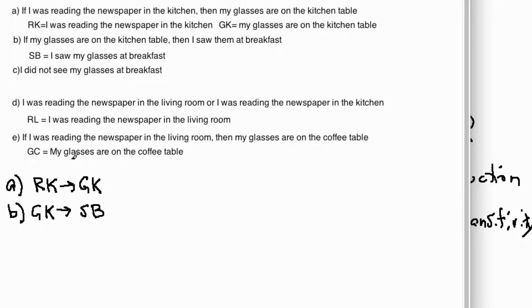Now I want you to notice something right away just between these two statements here. I have RK implies GK, GK implies SB. I can come over here and I can conclude that RK implies SB. This implies this. This implies this. If you go back and look at our rules, that's by transitivity.